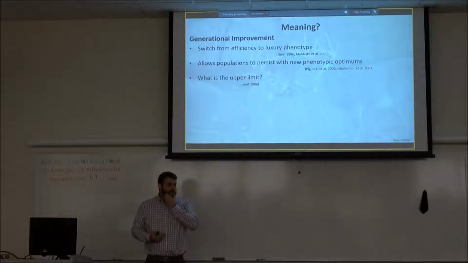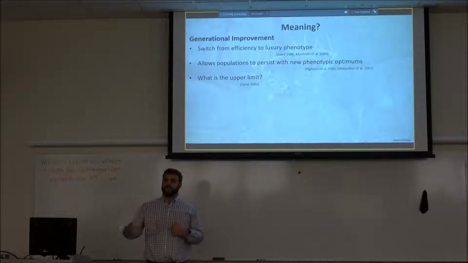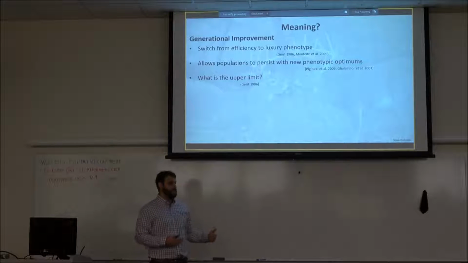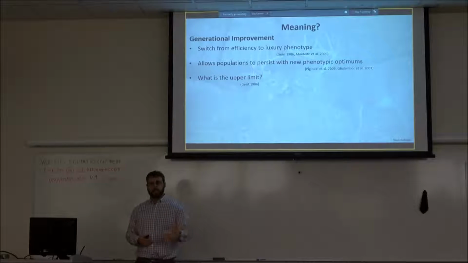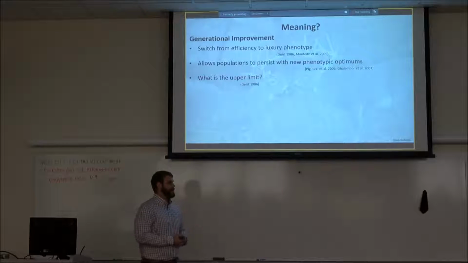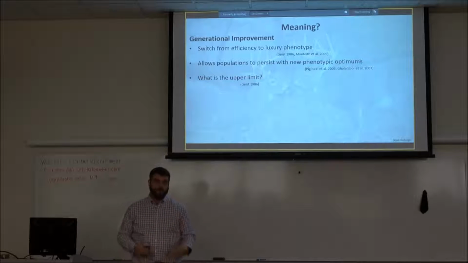So with regards to the generational improvement, we saw increases in all morphometrics from first to second generation, suggesting that these individuals can switch their phenotype across time. They can switch from that efficiency to low-grade phenotype, which is really important because individuals are experiencing new environments all the time. We're degrading environments as humans all the time. They're experiencing these new environments. The ability to adapt is allowing them to express new phenotypic optimums, which allows them to persist in that environment.